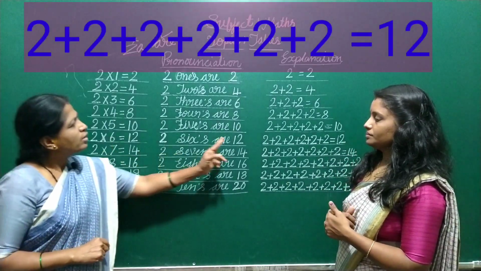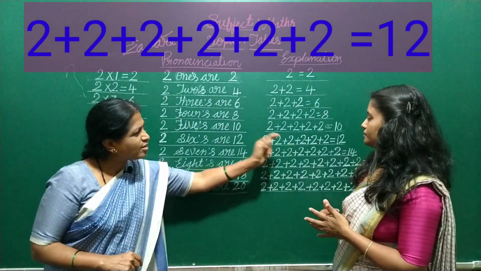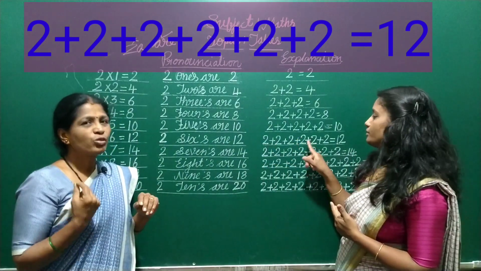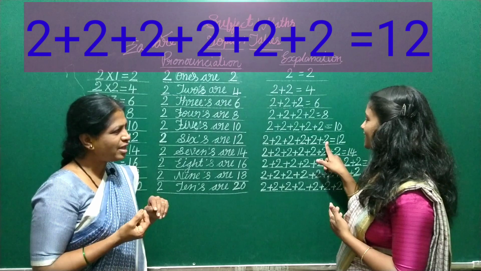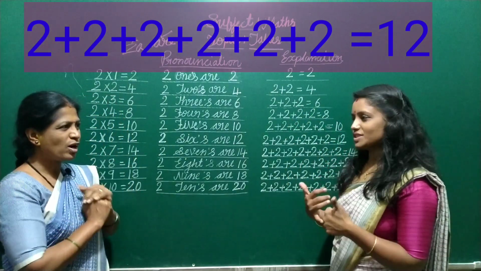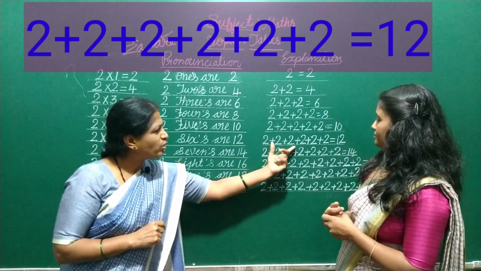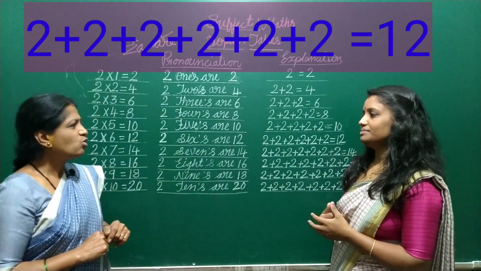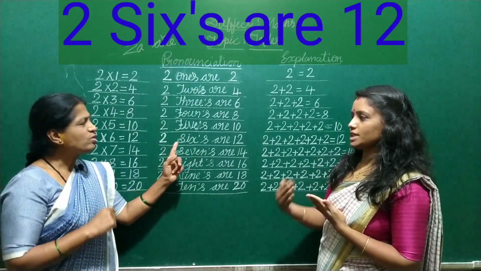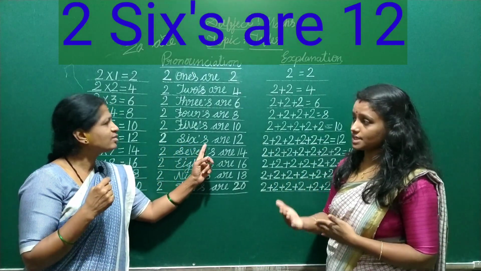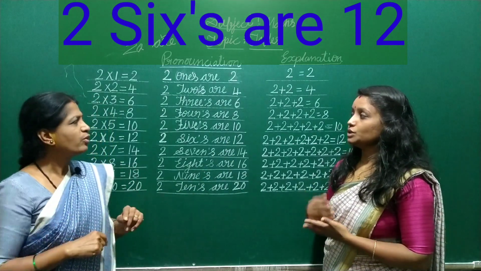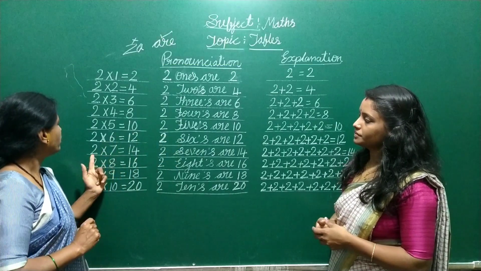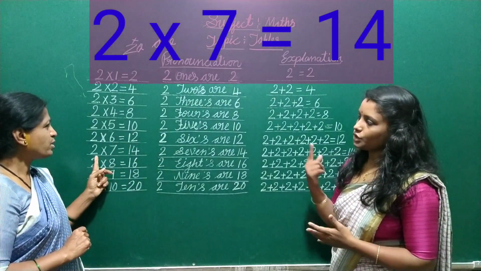You can see here how many 2's are there here. 1, 2, 3, 4, 5, 6. 6 times 2 are there, ma'am. When you add all together, you will get 12. So how to pronounce? 2 6's are 12.